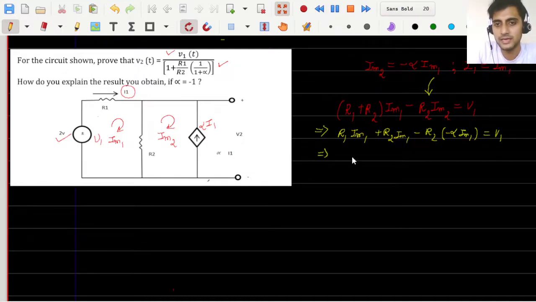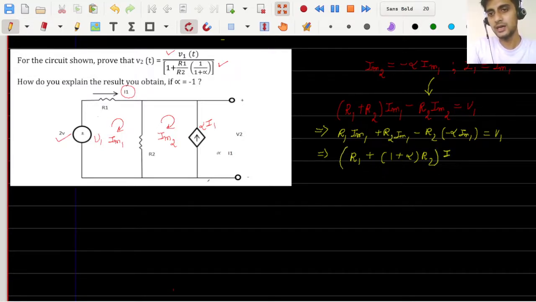So if I collect it further, I will get R1 plus (1 plus alpha) times R2. You see that this will become minus minus plus, alpha R2 and R2. So R2 and alpha R2, I have taken it like this, multiplied by Im1 should be equal to V1. Okay, this is what it is going to be like.